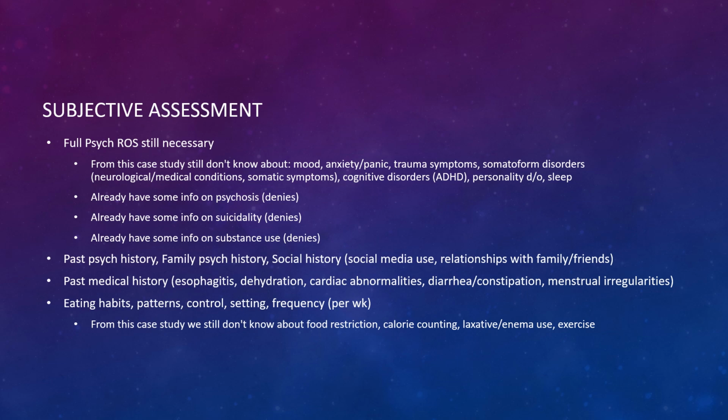Then, to make an accurate diagnosis and be able to rule out other potentials, we need to find out about her eating habits, the eating patterns, the control that she has over those patterns and habits. What setting does her behaviors of binging take place in? Is it in private? Does she eat amongst others? What's the frequency, specifically within a week, of her initiating or self-inducing vomiting behaviors? From this case study, we still don't know about any food restriction, calorie counting, laxative or enema use, or her exercise habits, so we need to inquire about those as well.